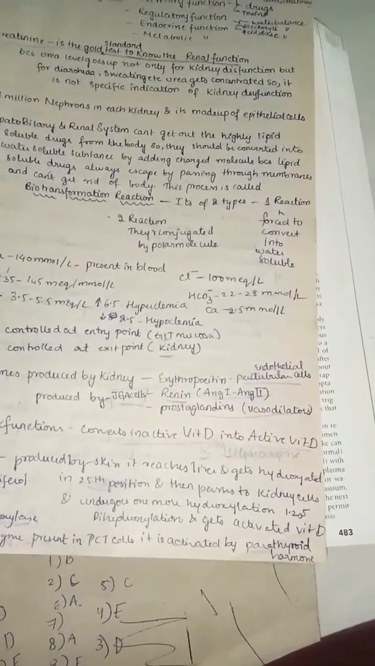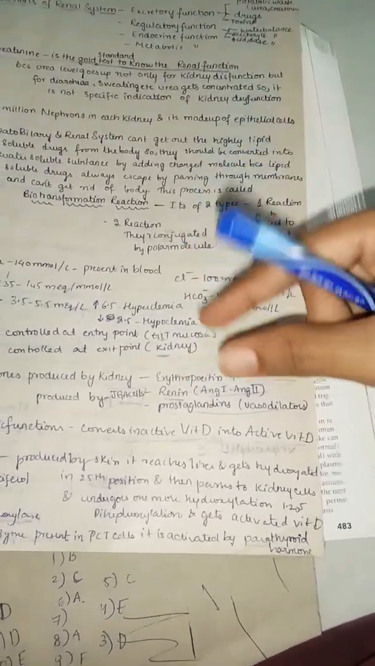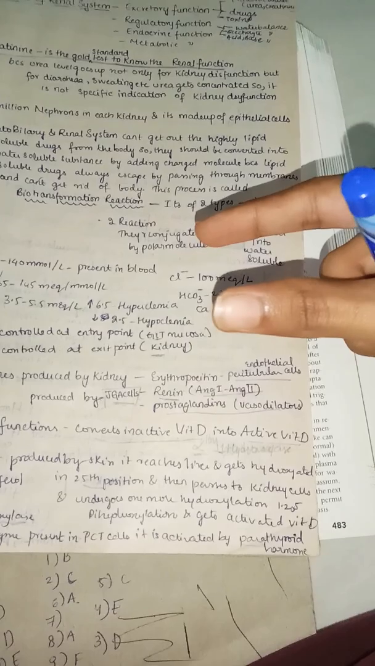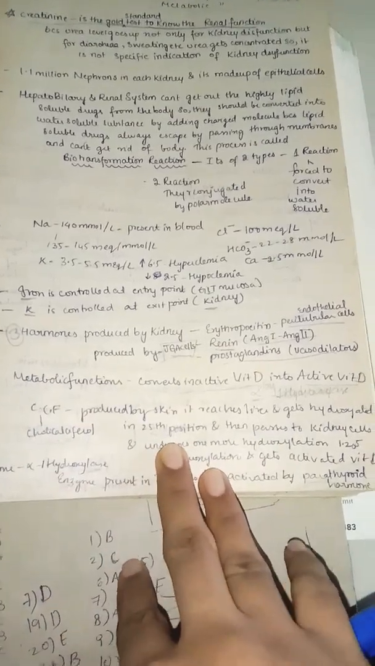And also prostaglandins are released from the kidneys, which are mainly vasodilators, meaning they dilate the blood vessels. If the blood vessels get dilated, there is more blood flow and less blood pressure. We already discussed all this in our blood physiology and cardiac physiology.